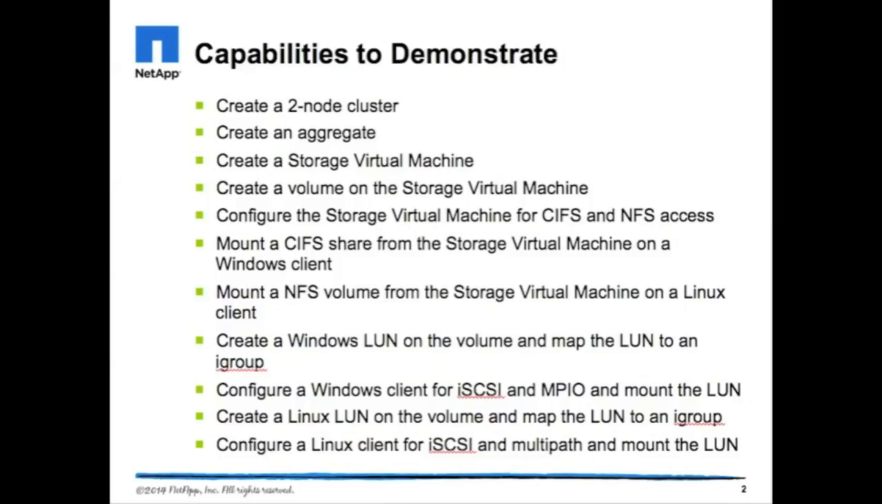So today we're going to create a two-node cluster within Clustered ONTAP. We're going to create an aggregate, or a pool of storage. We're going to create a storage virtual machine, which is the backbone to Clustered ONTAP. It's a virtual representation of a physical controller. We're going to create volumes both for CIFS and NFS access, and then we're going to mount both the CIFS and NFS volumes from a Windows client and from a Linux client, respectively.